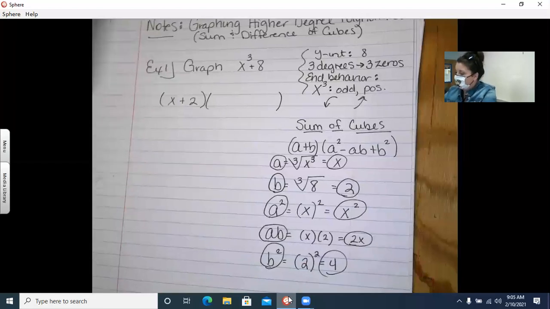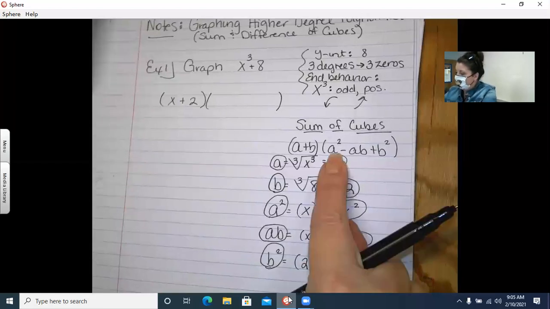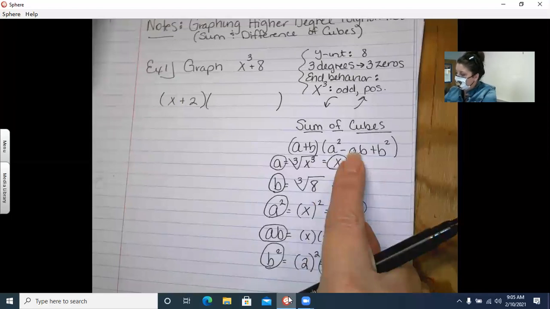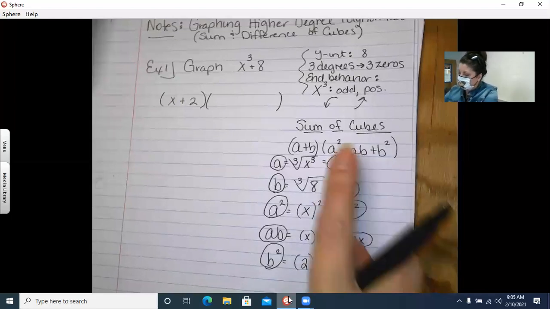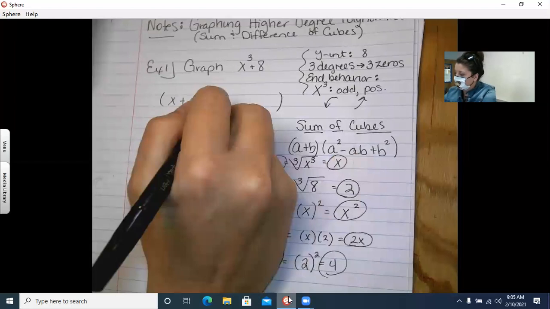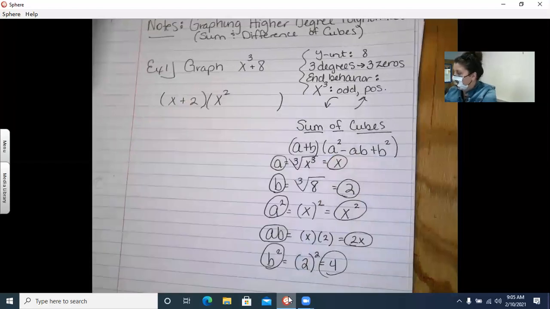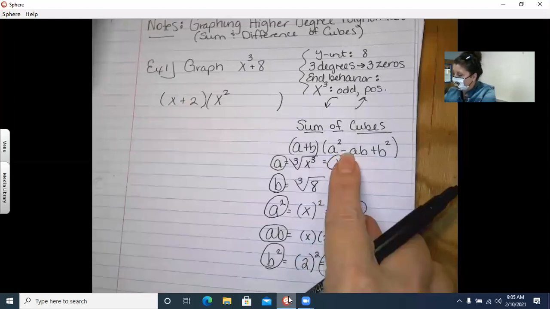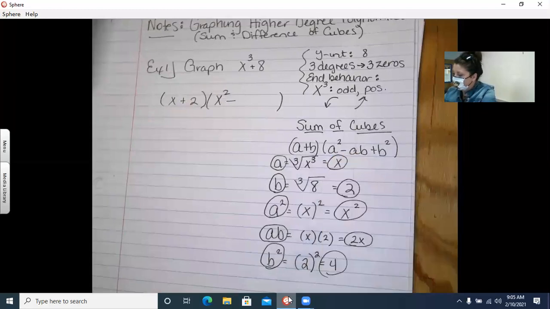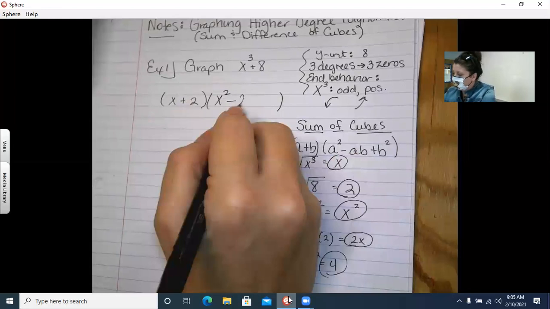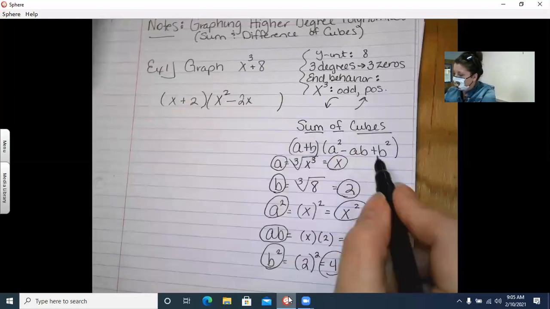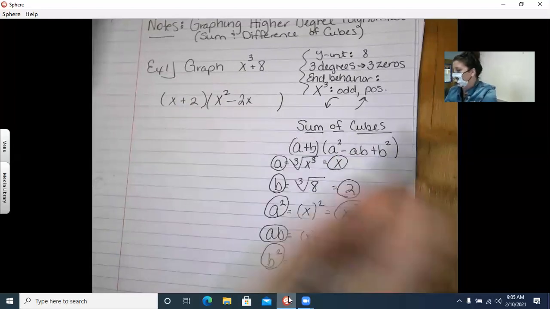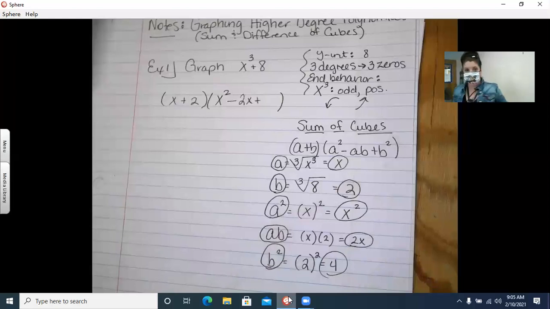So now I'm going to use the identity a squared minus ab plus b squared. So a squared is x squared. The middle term I subtract according to the identity. I subtract ab, which we said ab was 2x. The identity says you add the last term, add b squared, which in our case b squared is 4.